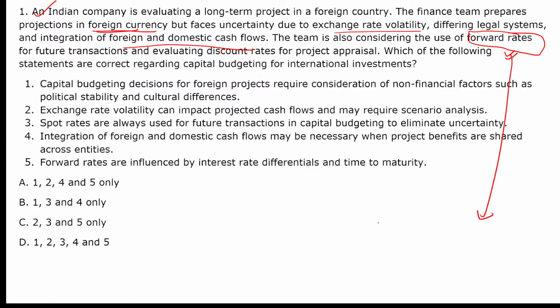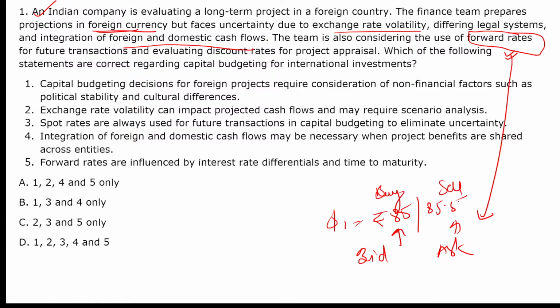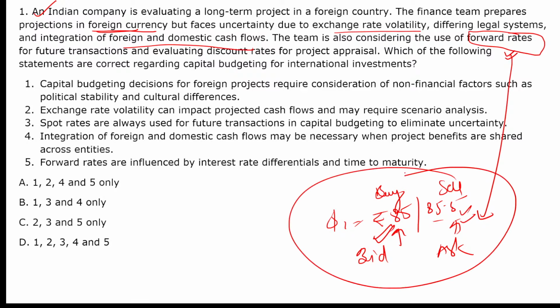Whenever you see foreign rates quoted, they are quoted like this. This is the bid rate, this is the ask rate. Bid is the bank will buy your dollar at 85 rupees, but it will sell you the same dollar at 85.5 rupees. So they will buy at 85 and sell at 85.5. Always remember this, if you get a question like such, so you know which amount is to be used.